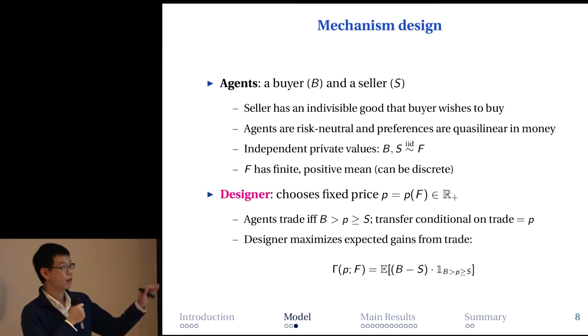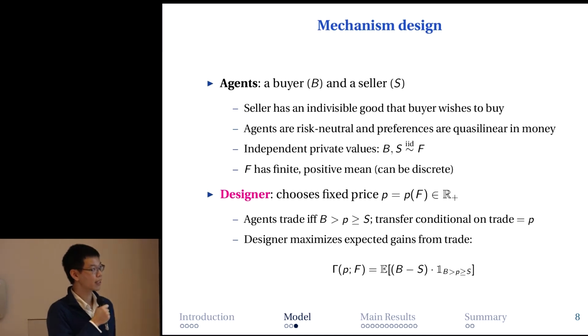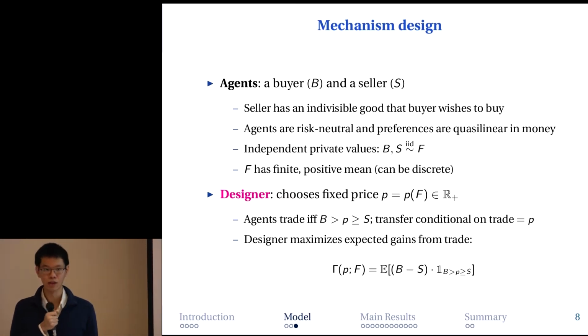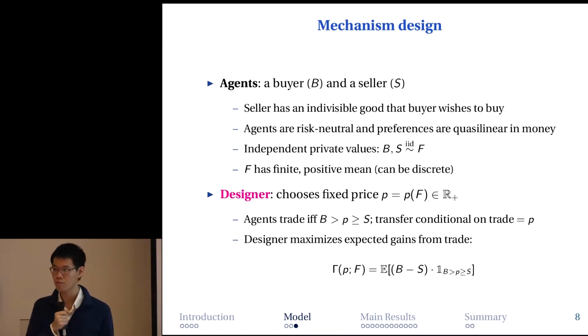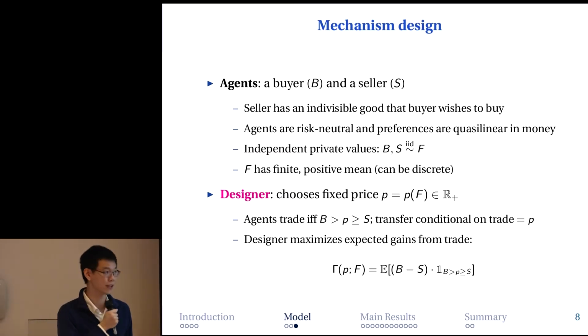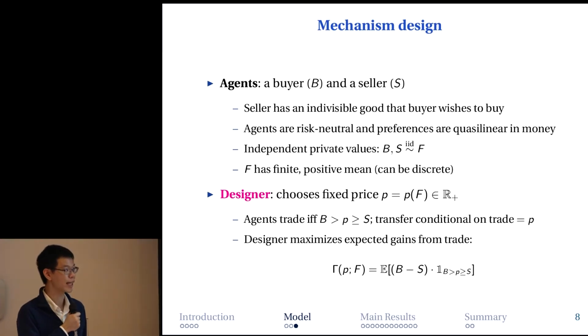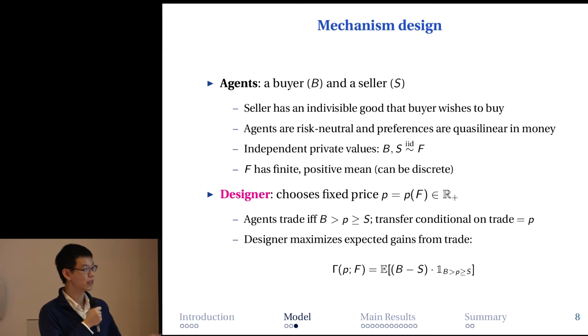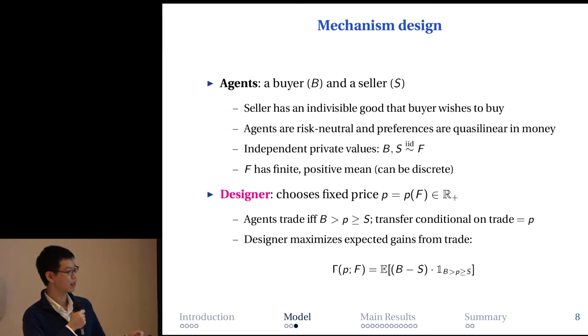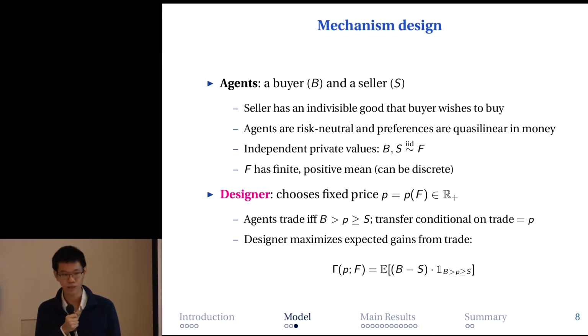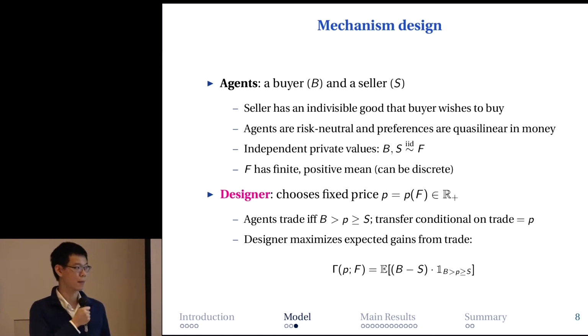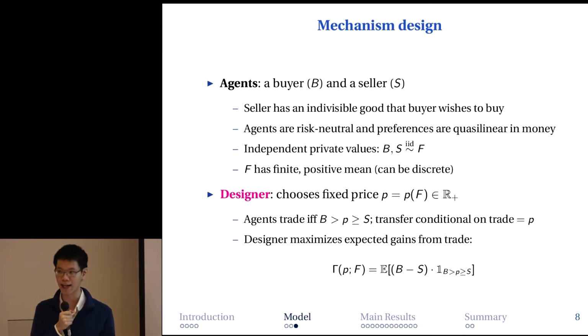Okay, so back to the problem. The role of the mechanism designer here is that the designer chooses the fixed price mechanism. So the designer chooses a price P. P can a priori depend on the entire distribution F of agent values. And so the fixed price mechanism P dictates trade if and only if the buyer's value B is higher than the price P, and the seller's value is below the price P. And conditional on trade, the buyer pays the seller a transfer exactly equal to the price P.